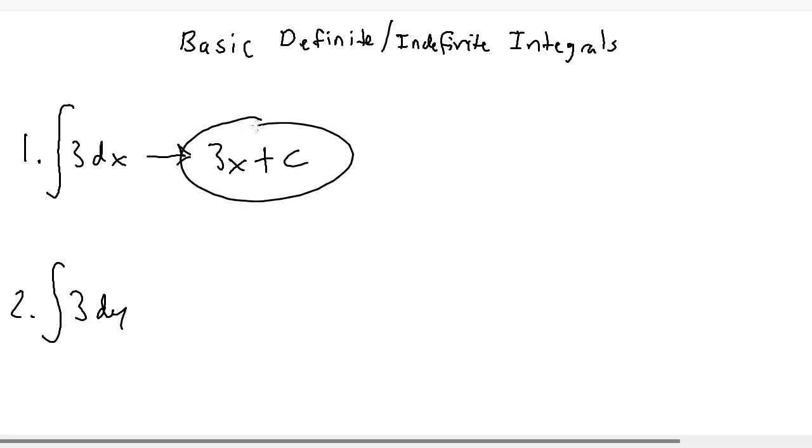And the same thing works with number 2, where we have the integral of 3 dy. We just add the y variable, or multiply 3, or the constant, by the y variable, and add a plus c.